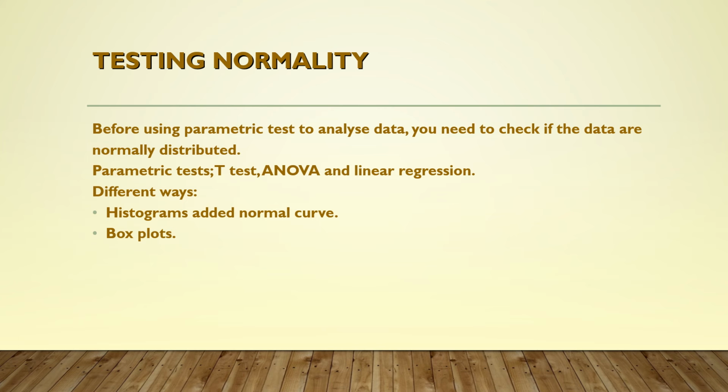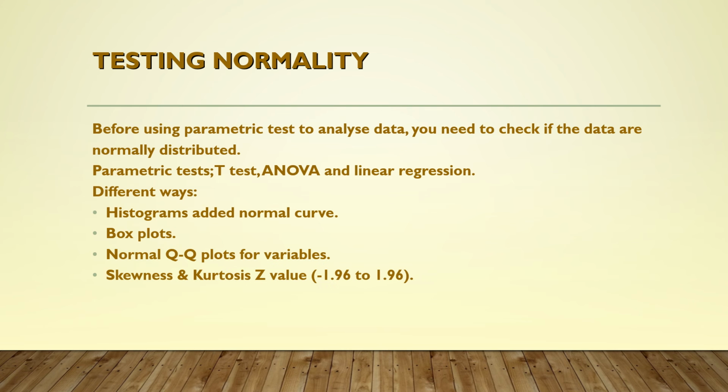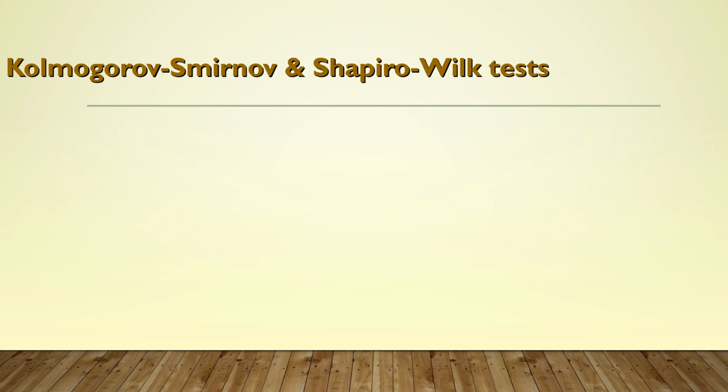The second one is a box plot. SPSS will draw the data in a box plot and then determine from that whether it's normally distributed or not. A third one is normal QQ plot for variable, and the fourth one is skewness and kurtosis Z value. All of these four ways I will describe in a subsequent video clip. But today in this presentation, I will only describe the Kolmogorov-Smirnov and Shapiro-Wilk tests.